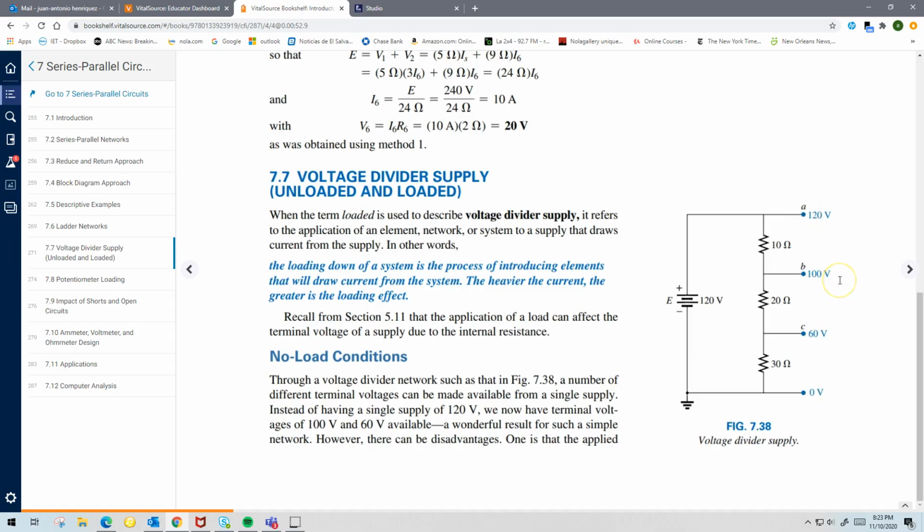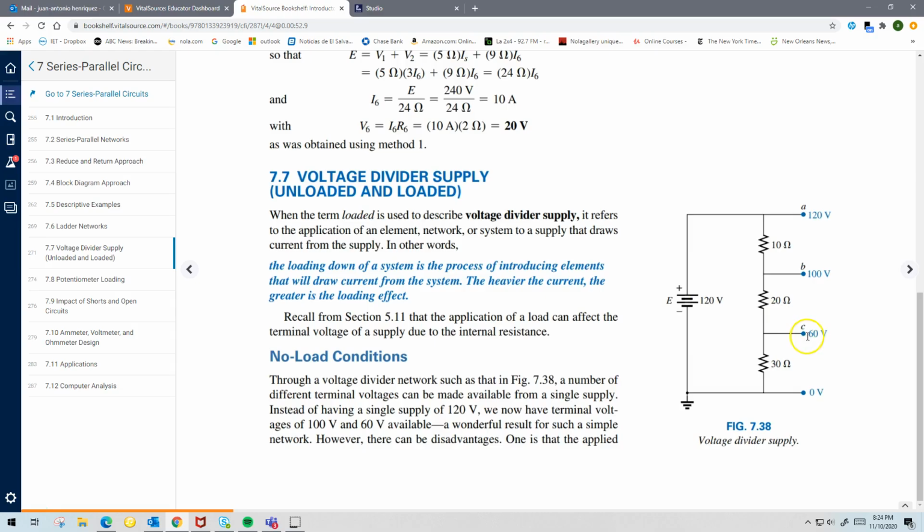But if you notice here, if you use voltage division, then you can say the voltage B to ground is going to be equal to 50, this resistance, divided by 60, right? 50 plus 10. So this voltage here is going to be, again, 50 divided by 60 times 120, and that should give you 100 volts. The same thing here for VC. VC is going to be 30, right, divided by 60 times 120.